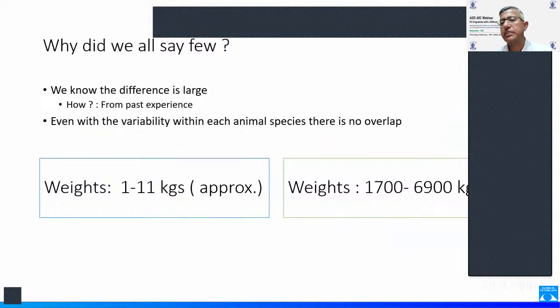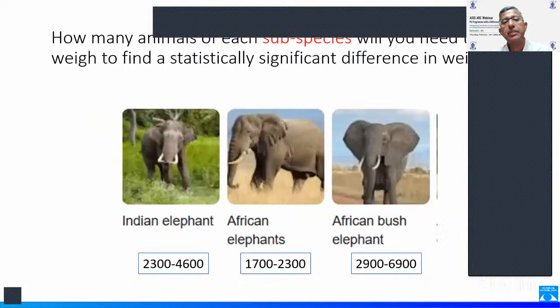And how do you know that this difference is large? You know it from past experience. So even with the variability within different animal species, you know that there is no overlap between these two groups. And with very few animals, you'll be able to pick up a statistically significant difference. But suppose I modify the question and ask you how many elephants of each subspecies will you need to weigh to find a statistically significant difference in weights? And again, classify this as few, some, or many.